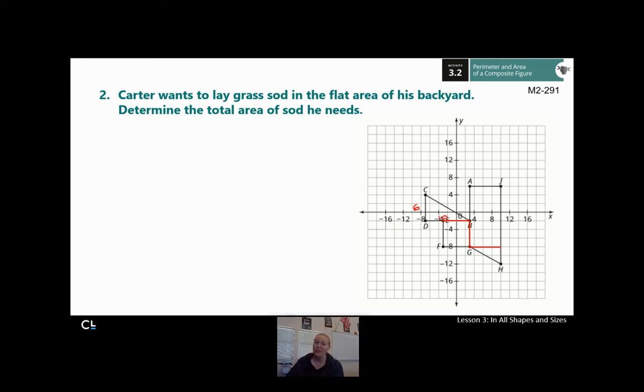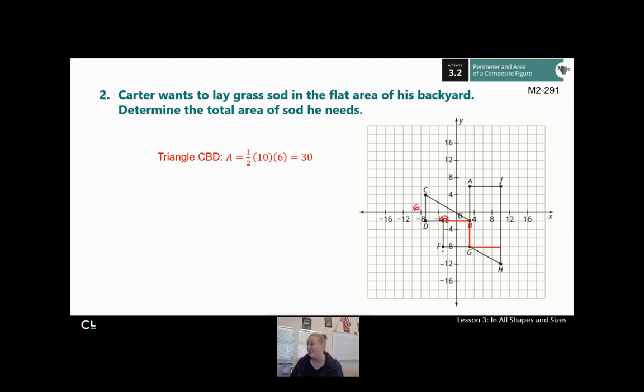So area of a triangle, 1/2 base times height. So I'm going to do 1/2 times 10 times 6. 10 times 6 is 60. Cut it in half, I get 30. Yay. Let's go ahead and find the area of our little rectangle-y, squarey looking guy here.